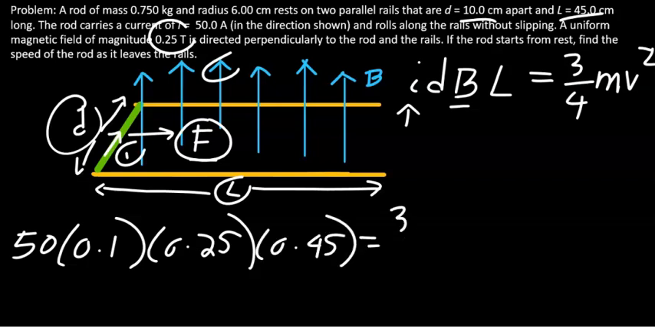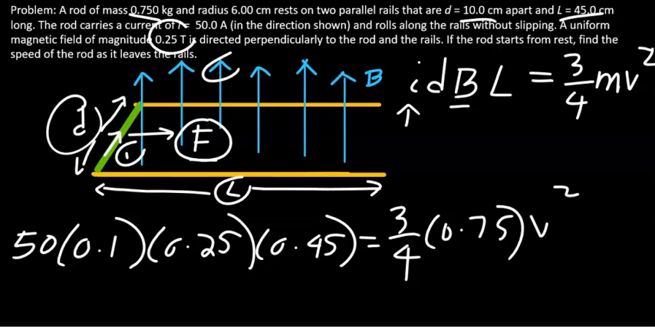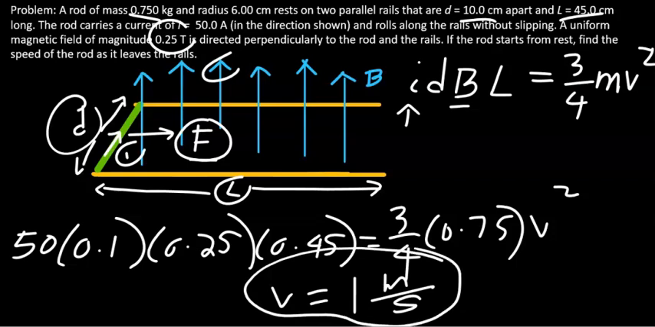The right-hand side, 3/4. The mass of the rod is 0.75 kg, v squared. And you can solve for the v. And when you solve for v, you get 1 meter per second. And that solves the problem.